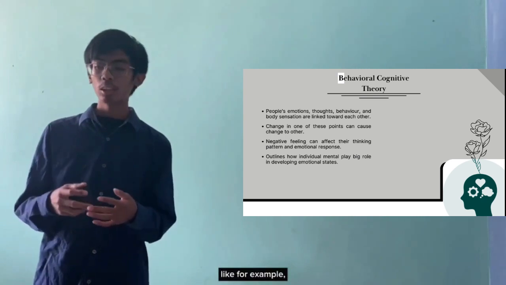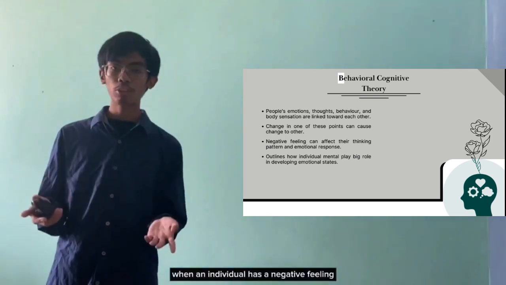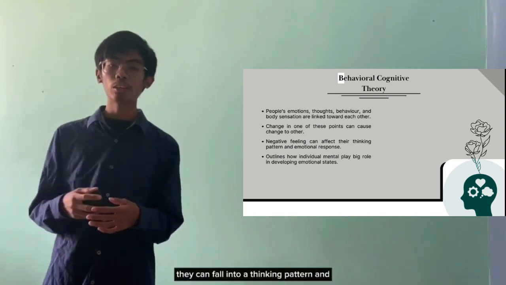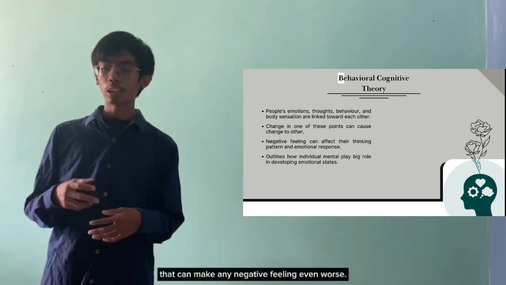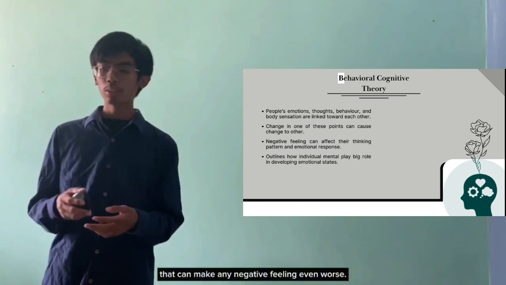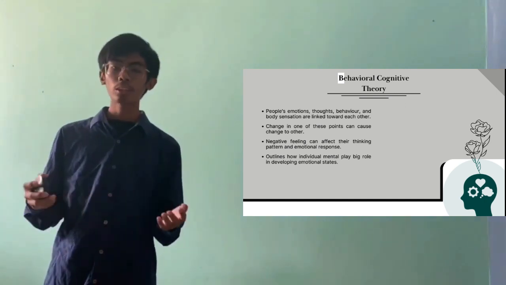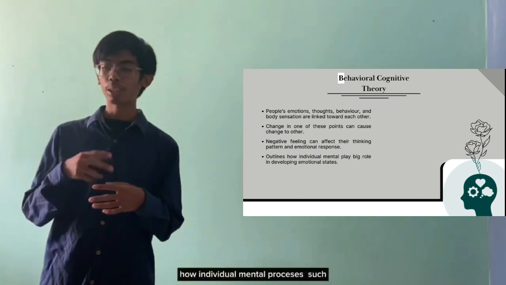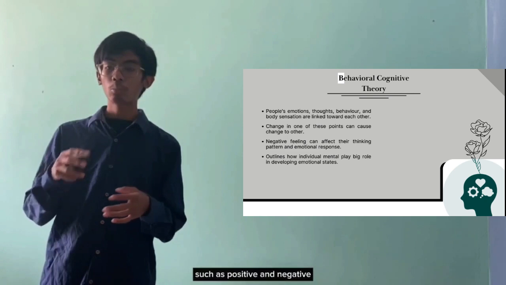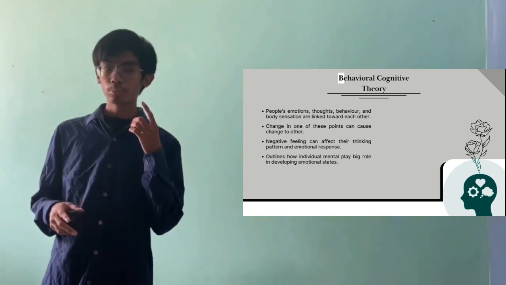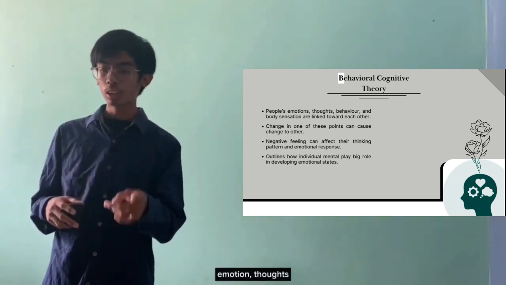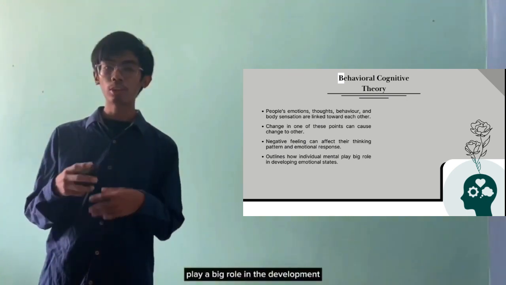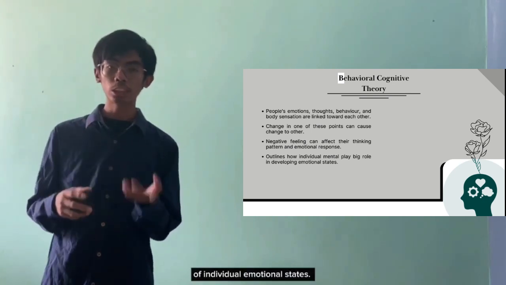For example, when an individual has negative feelings such as distress or worry, they can fall into a thinking pattern and emotional response that can make any negative feeling even worse. Thus, this theory outlines how individual mental processes such as positive and negative emotion, thought, behavior, and body sensation play a big role in the development of individual emotional states.